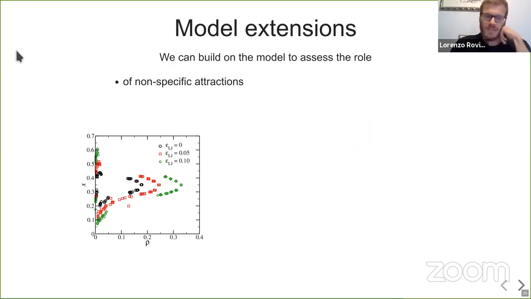And you see that this is another representation of the phase diagram that works a bit better to look at what happens when we change some parameters. Here you have concentration of one component with respect to the other, and here overall density. And you see that as we increase, this is the strength of the non-specific attraction.